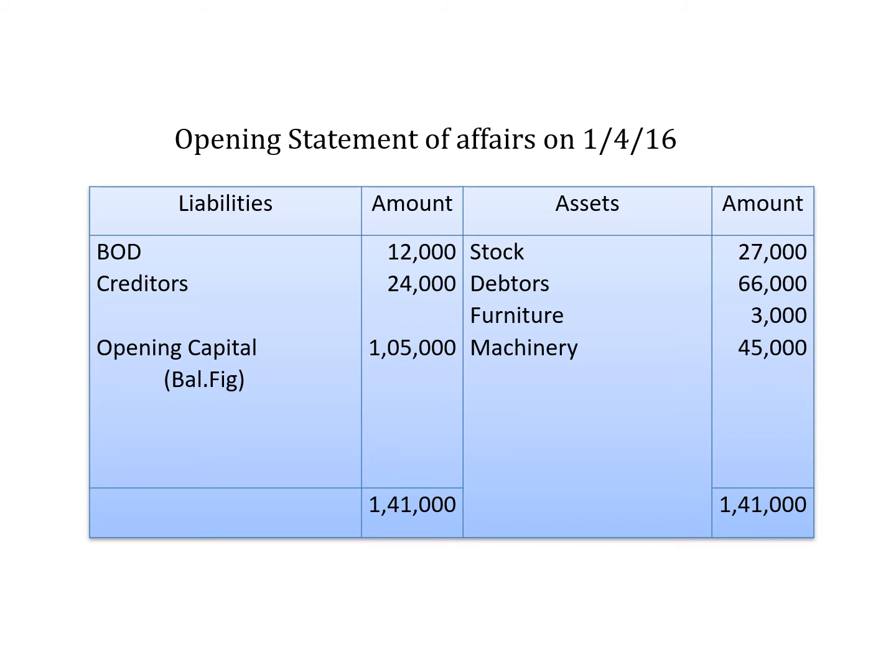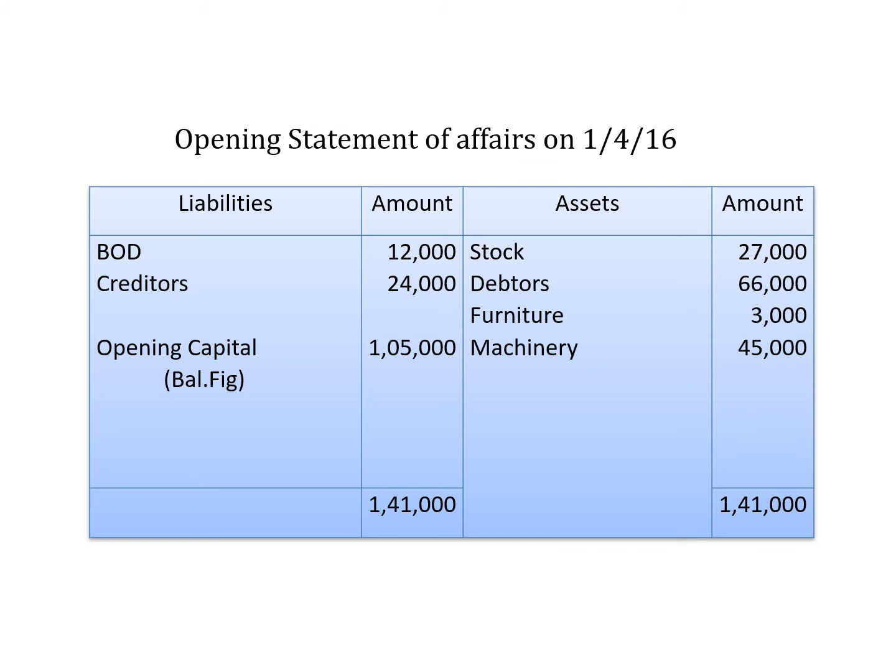Coming to the opening statement of affairs as on 1/4/2016. So this is not an account, it's a statement like balance sheet. So we prepare the opening statement of affairs to check out what is opening capital. It is like a balance sheet. So liabilities amount and assets and amount. So we have prepared and we got bank overdraft 12,000 in the memorandum cash book. That we bring down as opening BOD towards liability side. So in the opening statement, the first item that we take is BOD 12,000 towards liability side, left side.